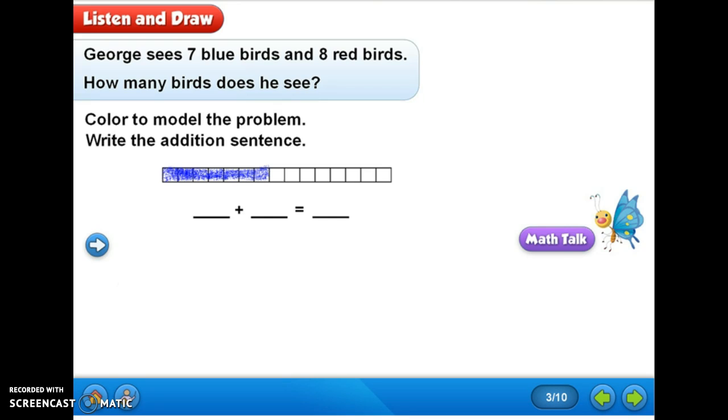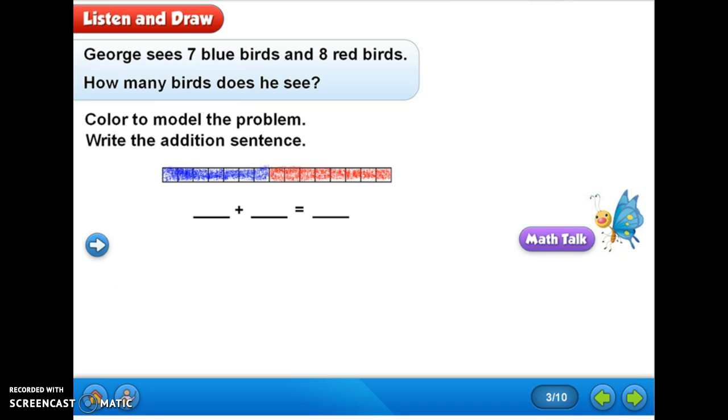Okay, so I know I have 7 bluebirds and I have 8 redbirds. So I'm going to color 8 squares red. 1, 2, 3, 4, 5, 6, 7, 8. All right, so those 8 are red. Again, if you need more time to color your squares red, press pause, then press play when you're ready.